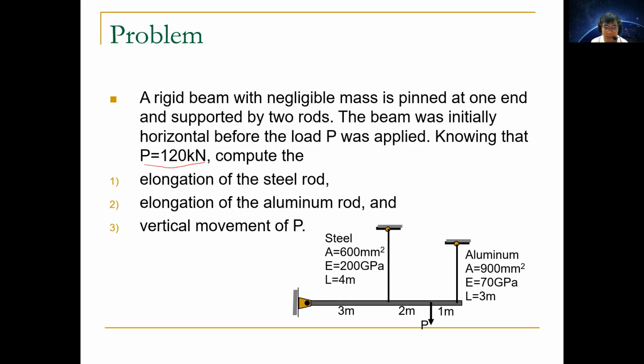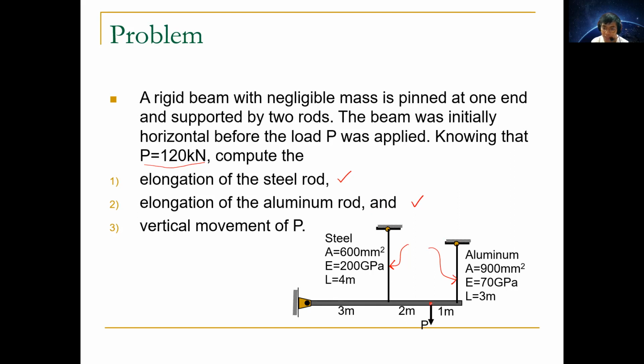So next we need to compute the elongation of the steel rod, meaning this section here. Next is the elongation of the aluminum rod, so this part here. And we also have to get the movement of P, meaning this portion here.